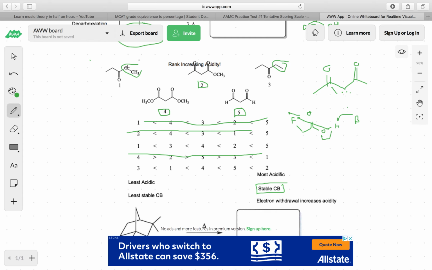So because of that, this one doesn't have withdrawal, it has donation. So this would be the weaker acid. So it should be 1 first and then 3. So because of that, this should be your answer right here. And then you can do the same thing with these guys over here.